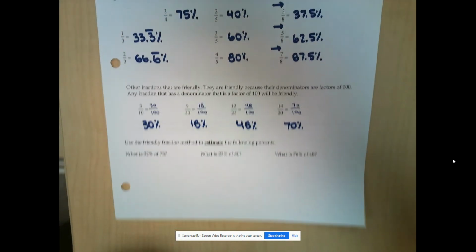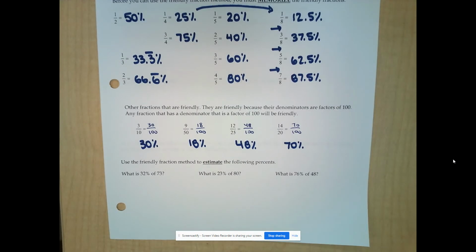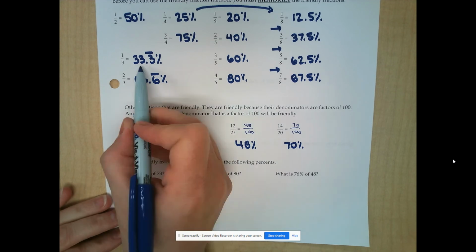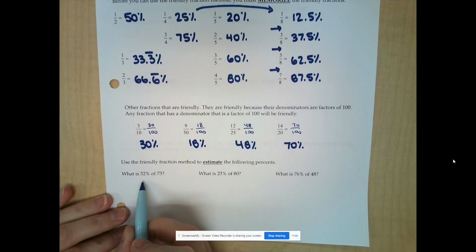Now we've got the friendly fractions, and we want to use them to estimate the following percents. We know how to get the exact. We did that in lesson 7. We could use a proportion or we could use the multiplication. Now here, we're going to use multiplication, but we're going to say 32% is really close to 1/3. So instead of doing 32%, 0.32, we're going to do 1/3 of 73.